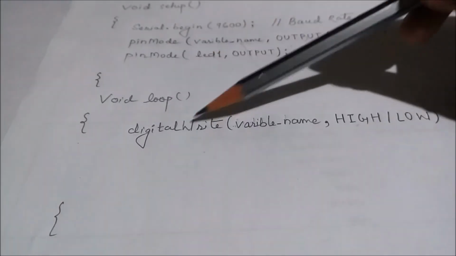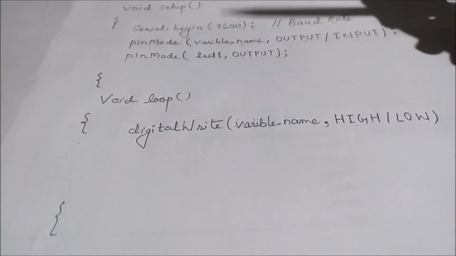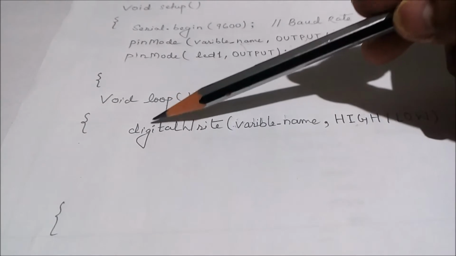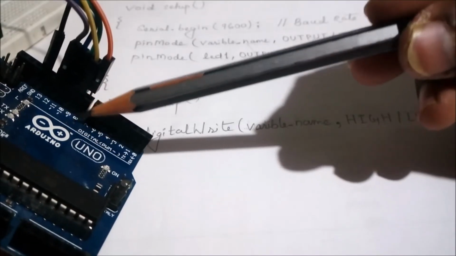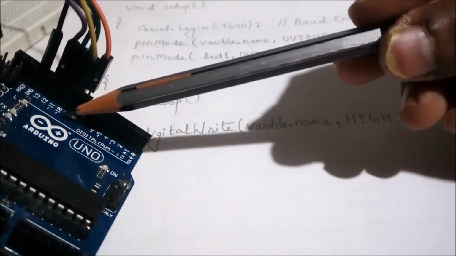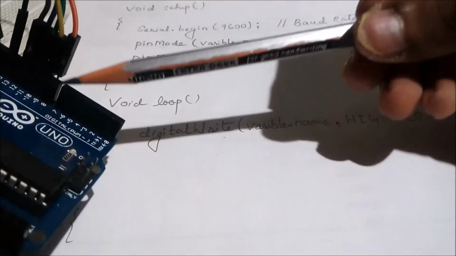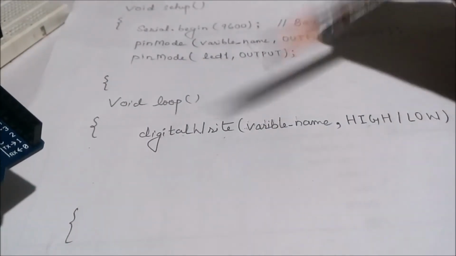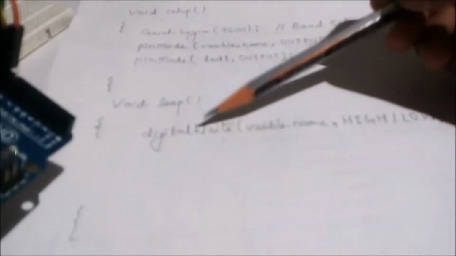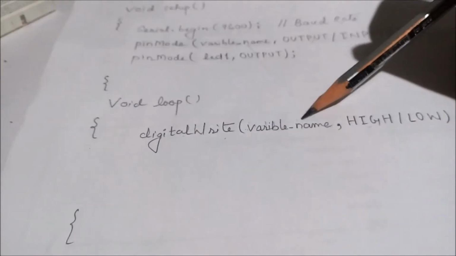So digitalWrite is a statement which is used to turn on or off. Similarly, in camel case, you have to write digitalWrite, because these are digital pins and we want to write here. We want to write because these are output pins. For the output pin we want to write, that's why it is digitalWrite. And this is the variable name.